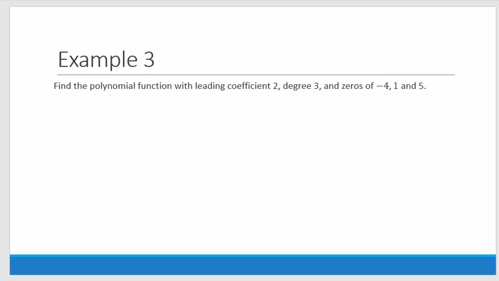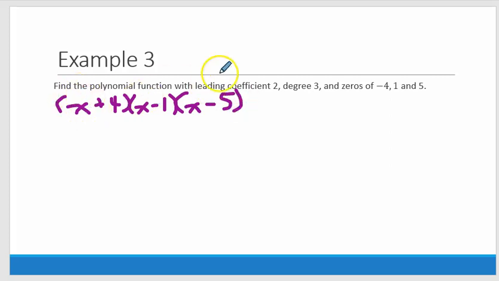So here's our first example, and I'm going to ignore the leading coefficient and the degree part because I actually use these pieces at the end of the problem. So I'm going to start off by saying for each 0 that I have, I need to write x minus that number. So I'm going to have x plus 4, since I'm subtracting a negative number, and x minus 1, and x minus 5. So 3 zeros means I have 3 factors.